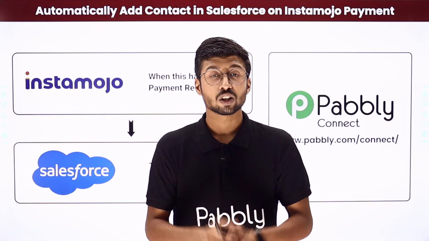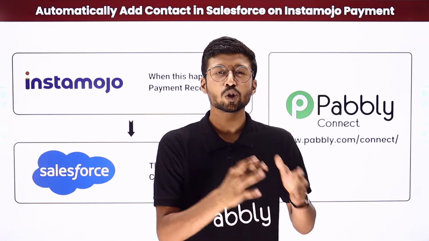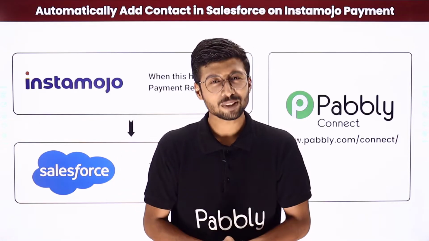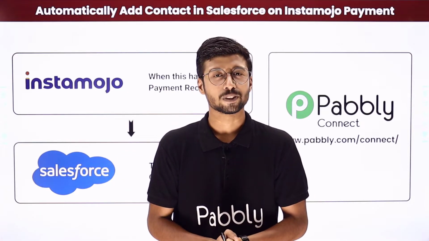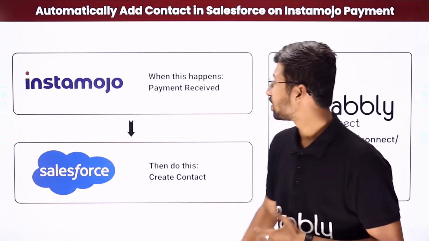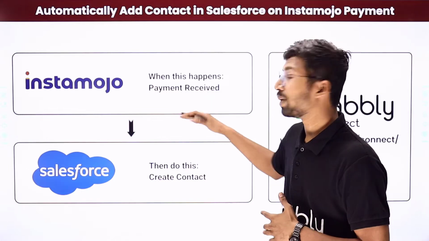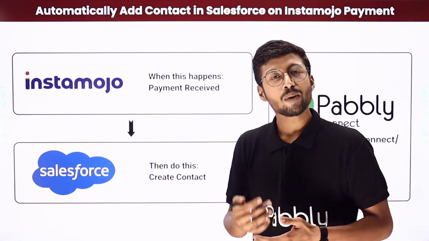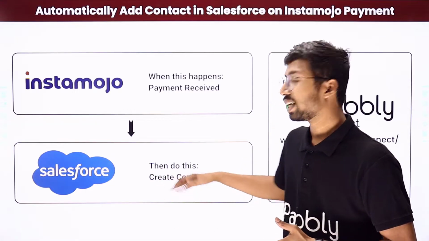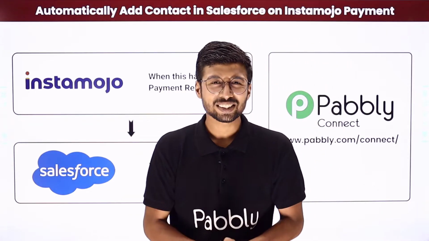Now the manual process of getting the customer details from Instamojo and adding that customer manually as a contact in Salesforce can be very much repetitive and time consuming task for you. So in this video, I came up with an awesome automation by which whenever we will receive a new payment on our Instamojo account, automatically the very same customer who made the payment will be added as a contact in our Salesforce CRM. Interesting, right?